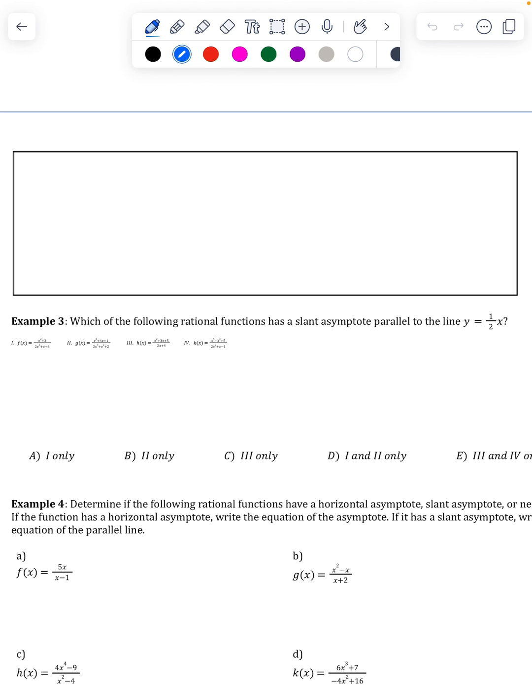What we're focusing on today, and just maybe put it up here day 2 to help yourself out when you're matching up with your homework page, we're going to talk a little bit more in depth about slant asymptotes.